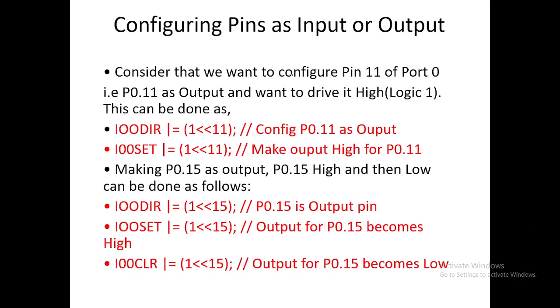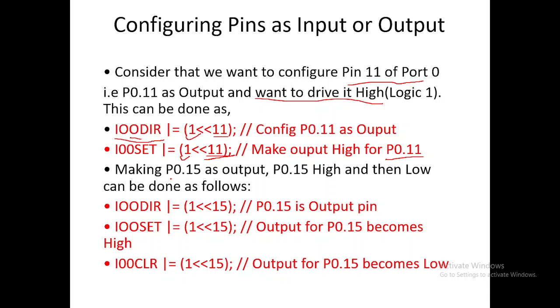Then we are going to see some examples, considering that we want to configure pin number 11 of port 0 as output, and drive it high, meaning logic 1. So how can we represent that? Using this syntax, input output 0 direction means port number 0, pin number 11 we set as output, and then IO 0 set means port number 0, pin number 11 we set as 1, meaning that it makes output high for port 0, pin number 11.